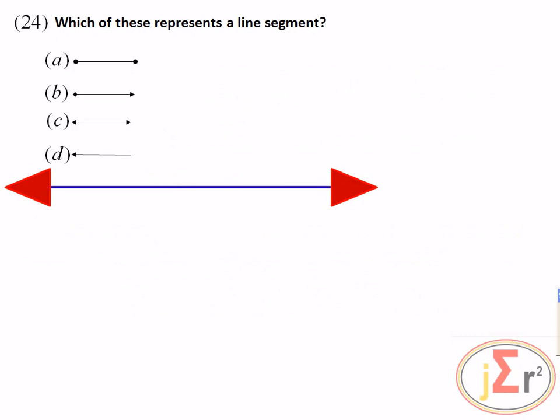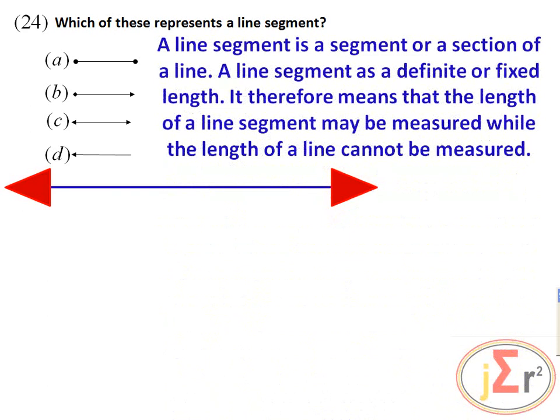Which one of these represents a line segment? That is the problem. A line segment is a segment or a section of a line. A line segment has a definite or fixed length. It therefore means that the length of a line segment may be measured, while the length of a line cannot be measured. So the line segment is just a portion of the line. It may be segmented from the line or cut off from the line. That is what we call a line segment.